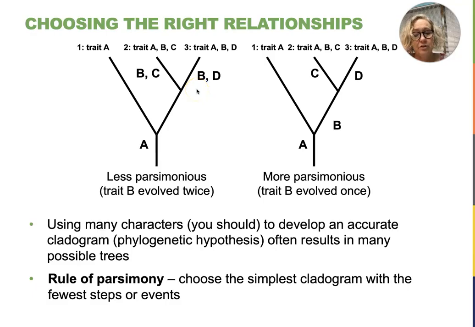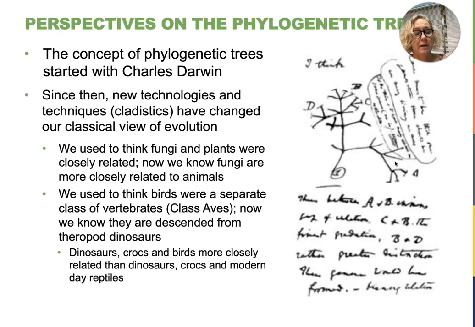Using many characters, as you should, to develop an accurate cladogram often results in many possible trees, right? As we keep doing this, you'll be like, oh, it could be like this, it could be like that. Ideally, you want it to look like this. So the simplest cladogram is the fewest steps or the fewest potential events.